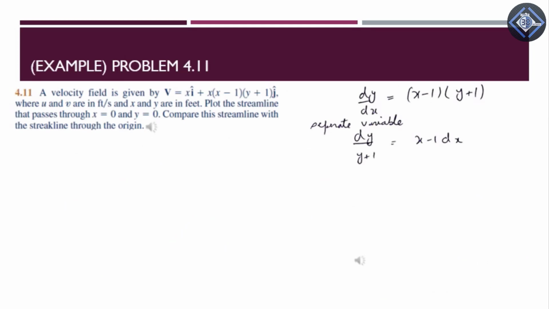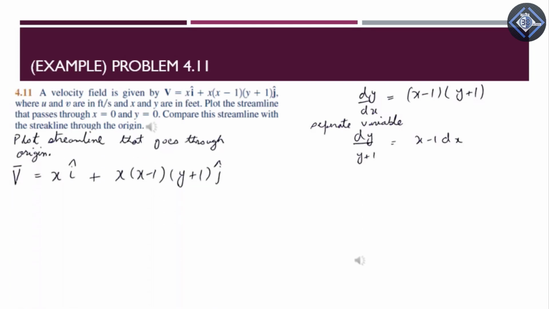So now we see a problem as an example, that is problem 4.11. The statement says a velocity field is given by V equal to x i hat plus x times (x minus 1) times (y plus 1) j hat, where u and v are in feet per second and x and y are in feet as well. Plot the streamline that passes through x equal to 0 and y equal to 0. Compare this streamline with the streak line through the origin. So what we say is we want to plot a streamline that goes through the origin. The velocity field V is given as you can see on your screen.